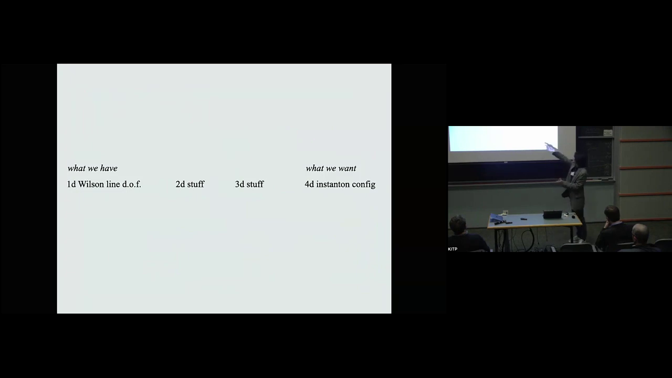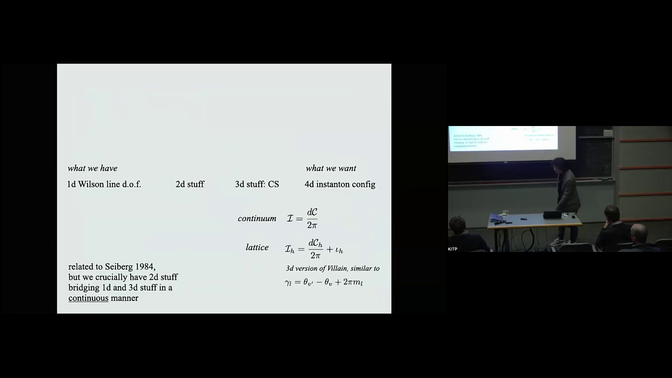So the idea is, okay, what we have is one-dimensional traditional Wilson line degree of freedom, and what we want is some 4D stuff. So our philosophy is we should fill in some 2D and 3D stuff. Moreover, we know that the 3D stuff is going to be a Chern-Simons term. Why? Because in the continuum, the instanton density is d of the Chern-Simons. So on the lattice, you should do this Villain thing so that the sum of that is not going to be 0, but some integer. So this is a 3D version of Villain.